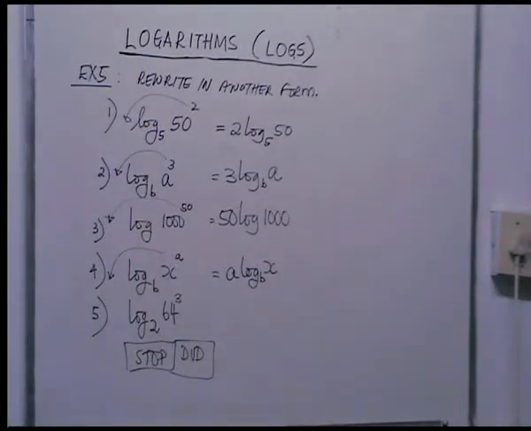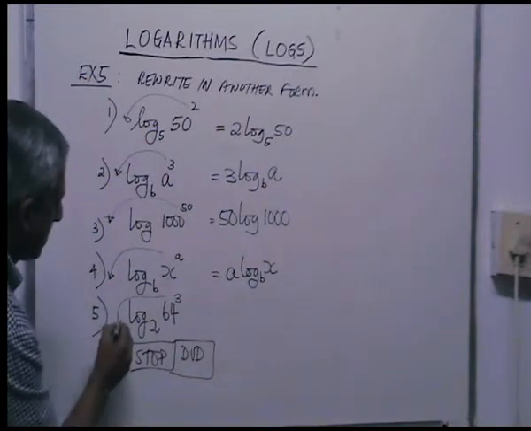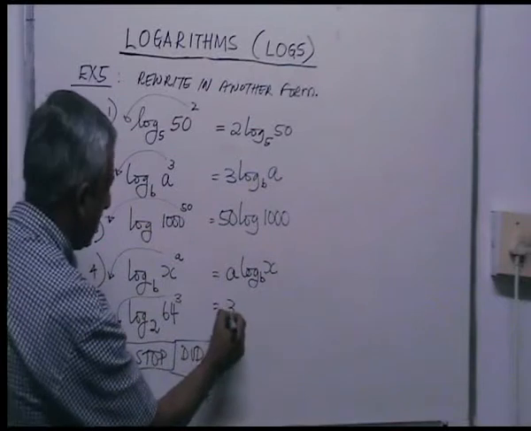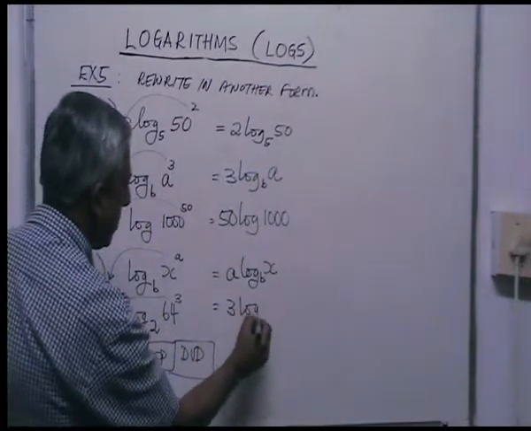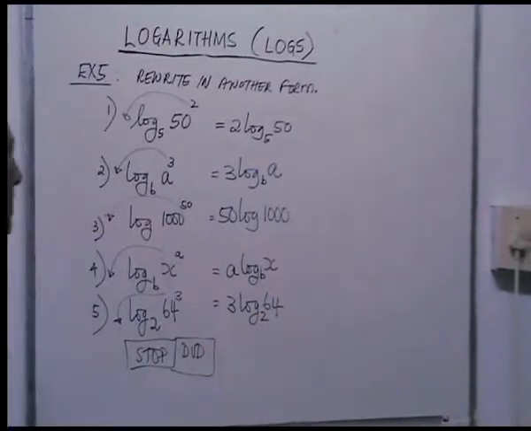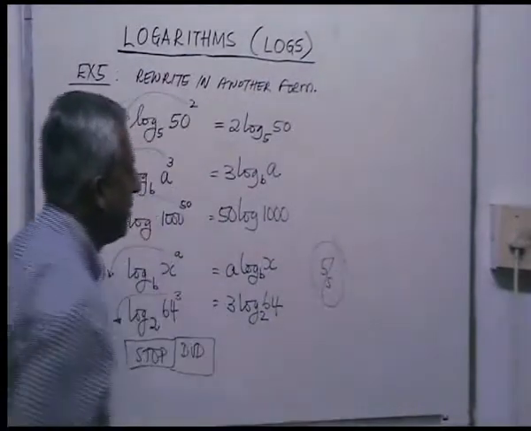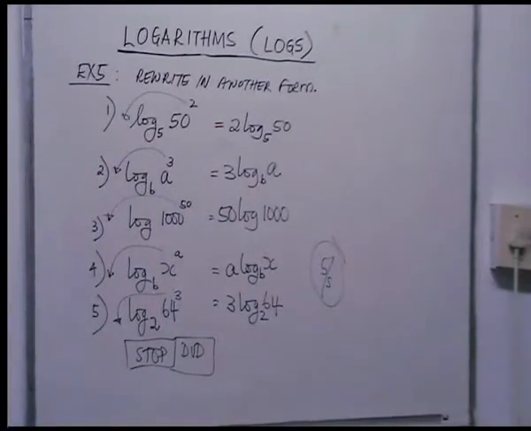And finally, number 5, the 3 will come to the front. So it will be 3 log 64 to the base 2. Well, you should have got 5 out of 5. Very good. Alright, so that was law number 3.